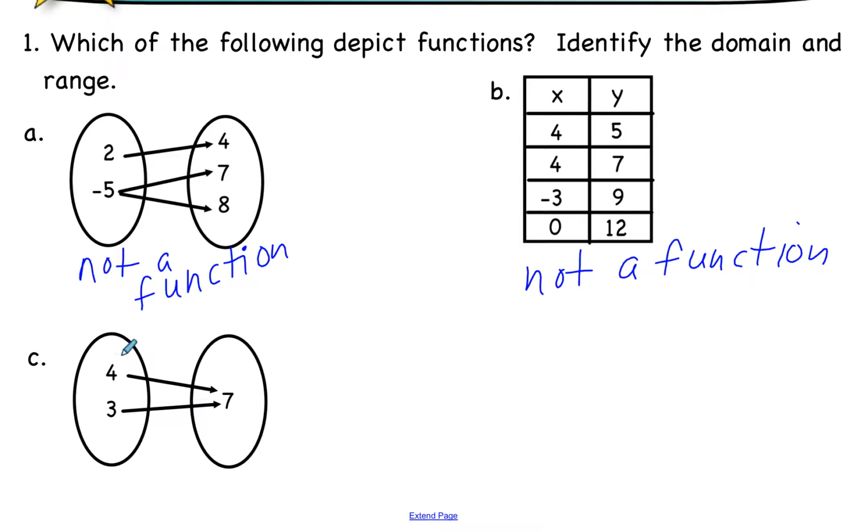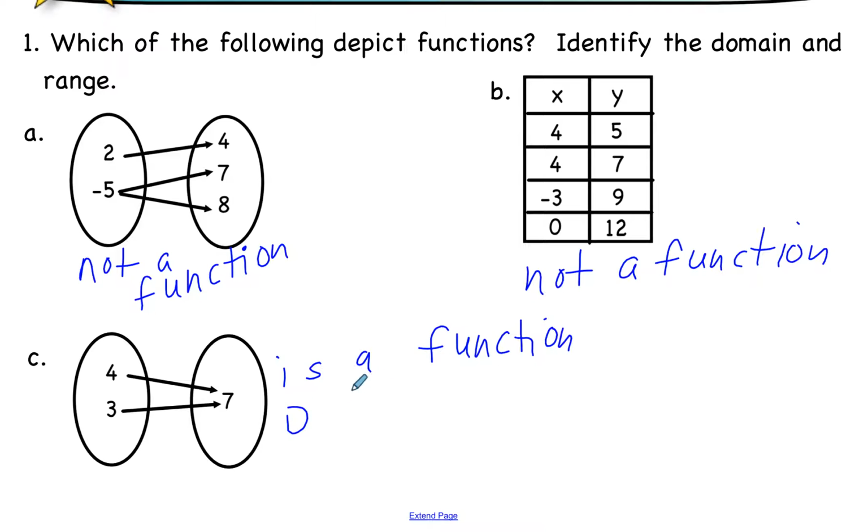What about letter C? Each element of the domain goes somewhere in the range, and it's a unique place, right? They can go to the same place in the range. You just can't have something in the domain going to more than one place. So this is a function. So I'll go ahead and write that in here. This is a function. And then we are supposed to also identify the domain.